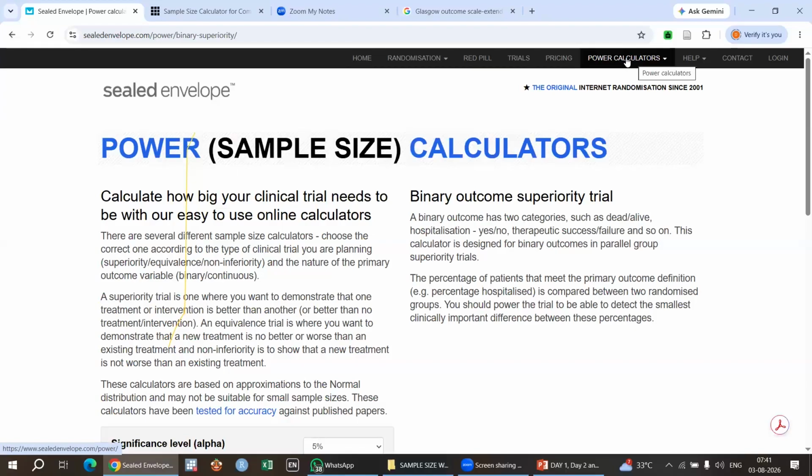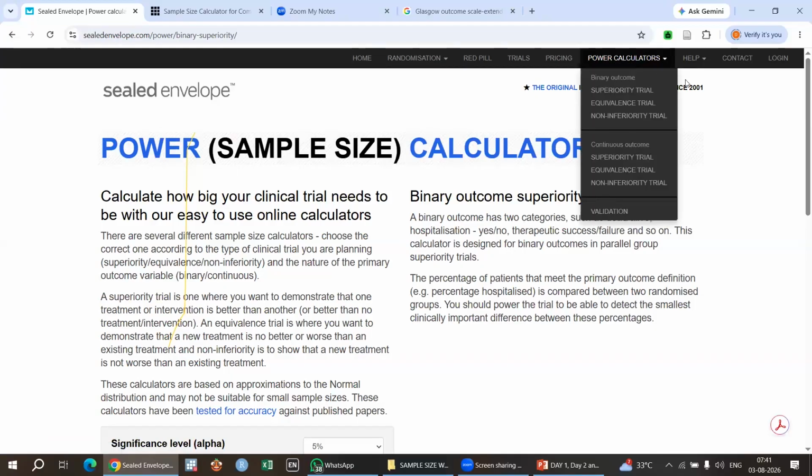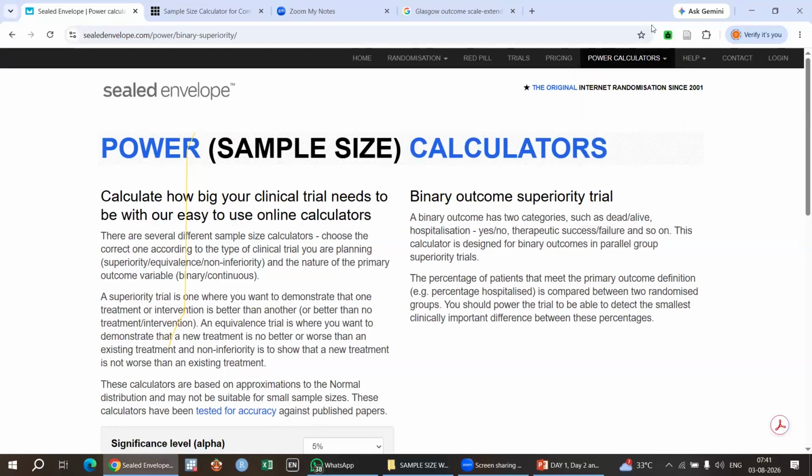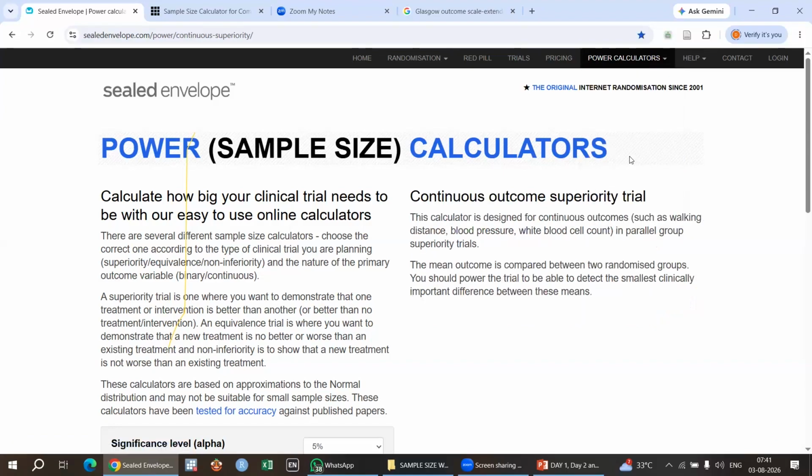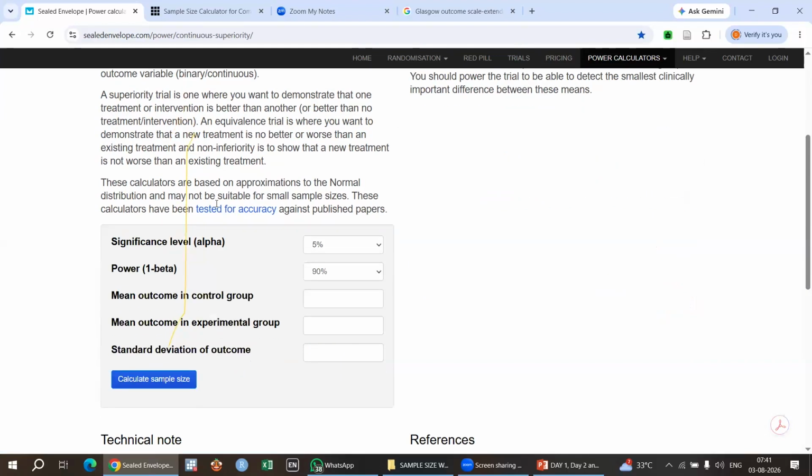Only 4 minutes are left. So the power calculator is here. Click here. Then there are sample size calculation formulas: superiority trial, equivalence trial, non-inferiority trial, when the outcome is binary, and when the outcome is continuous. Just click this superiority trial. When we click superiority trial, you will get this.